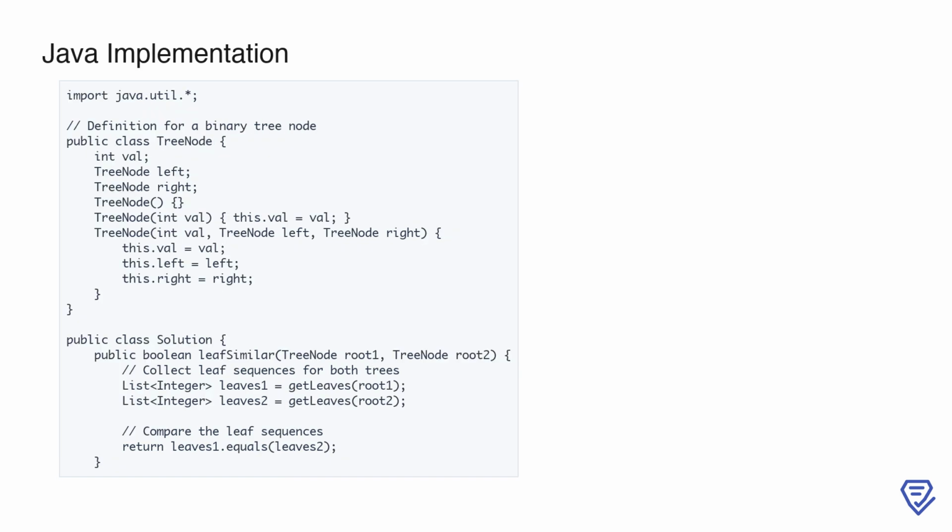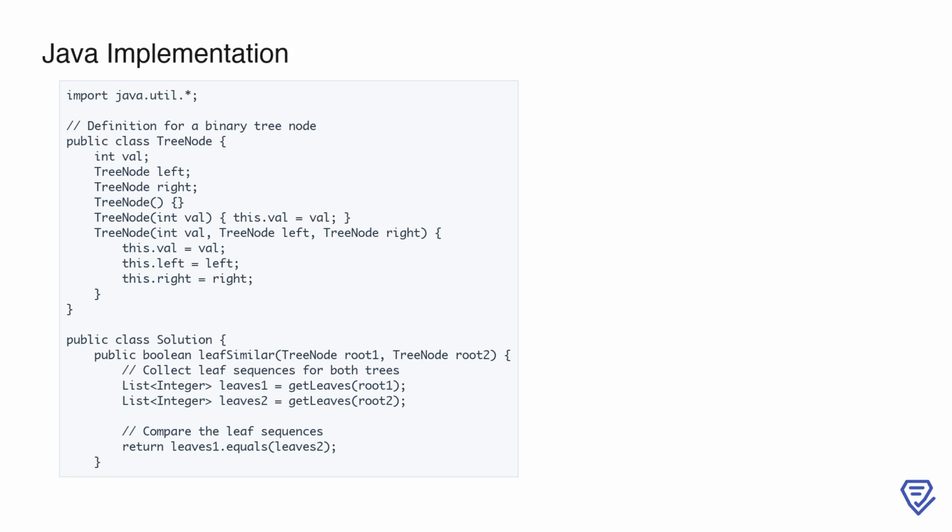Here, we begin by defining a tree node class to represent nodes in our binary tree. Each tree node contains an integer value, as well as references to its left and right child nodes. We include multiple constructors to allow flexibility when creating nodes.